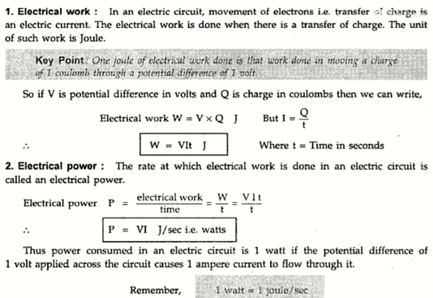The power consumed in an electric circuit is 1 watt if a potential difference of 1 volt is applied across a circuit which causes 1 ampere current to flow through it. And a point to be remembered here, 1 watt is equal to 1 joule per second. So I remind you, electrical power has unit watt. Keep in mind 1 watt is equal to 1 joule per second, and P is equal to V into I joule per second.